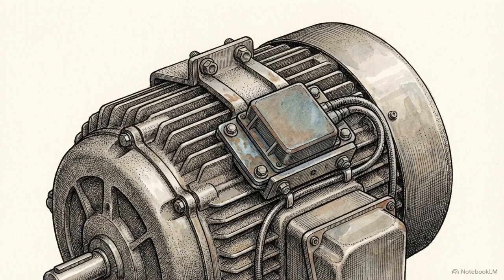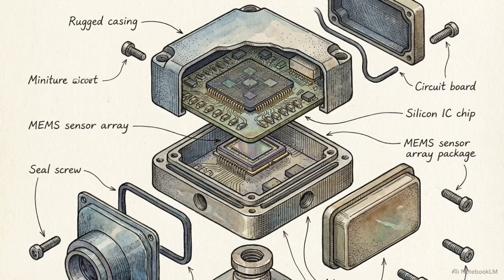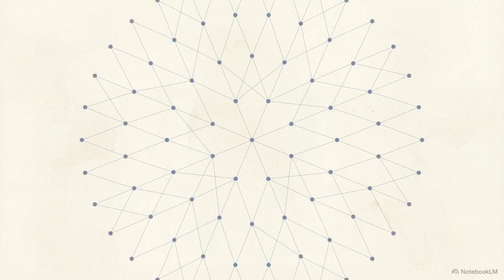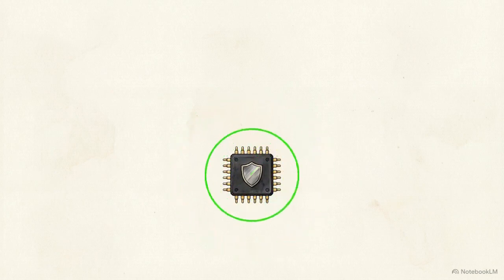The hardware facilitating this includes triaxial accelerometers and low-cost, ruggedized MEMS units, such as the ADXL series sensors. Integrated inside these compact units are embedded microcontrollers, primarily utilizing the ESP32 platform, which act as the localized brain of the system. These microcontrollers host TinyML algorithms, highly compact machine learning models designed to run locally on low-power devices.